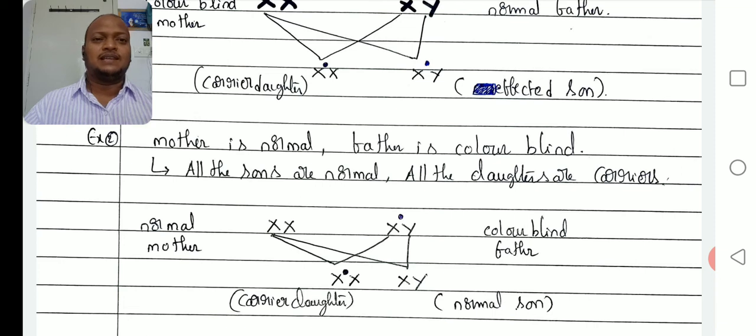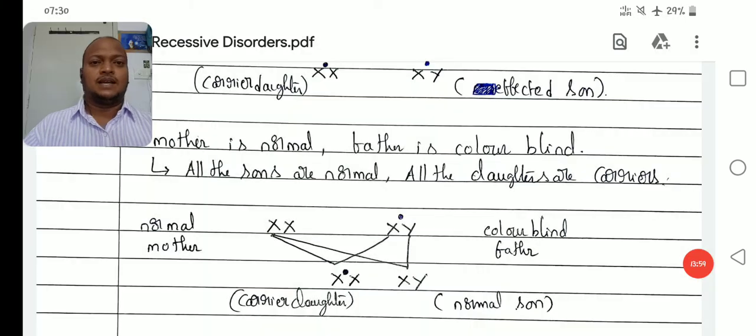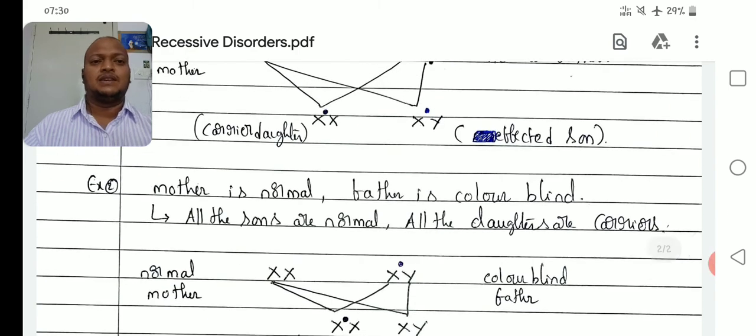In case mother is normal and father is colorblind, what type of progenies are formed? All the sons are normal and all the daughters are carriers. You can take another also. So that is example number 2. Understood or not? Right? Mother is normal and father is colorblind: all the sons are normal and all the daughters are carriers.